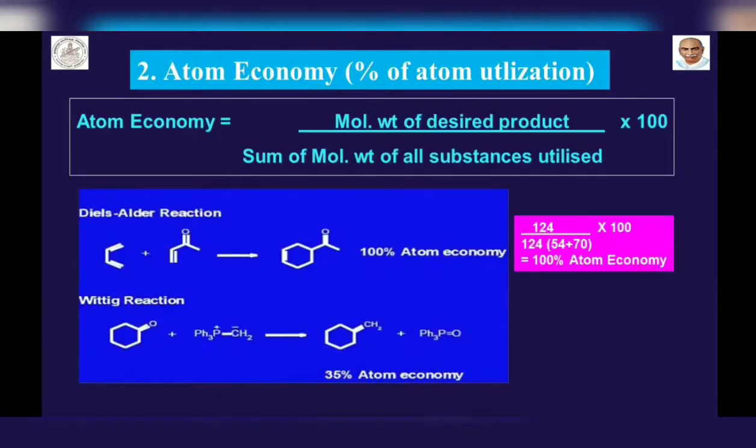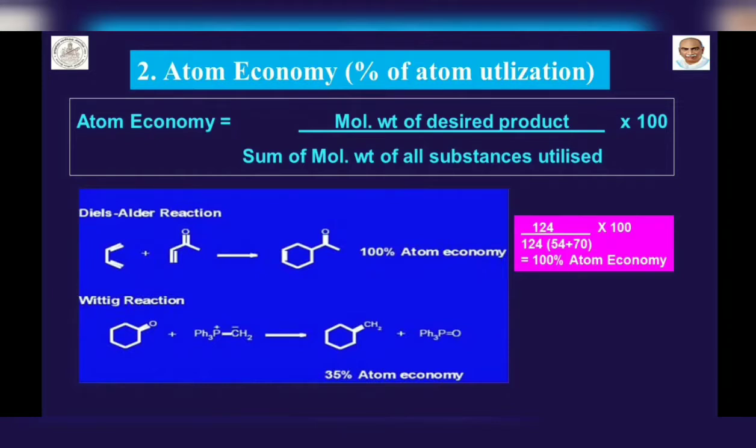Okay. The second principle is atom economy, or the percentage of atom utilization. Synthetic methods should be designed to maximize the incorporation of all the reactants used into the final product. A synthesis is considered a green synthesis if there is a maximum incorporation of the starting material into the final product. The formula for atom economy is equal to molecular weight of desired product divided by sum of molecular weight of all substances utilized, into 100.